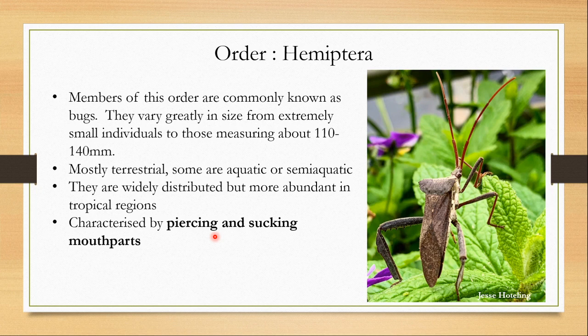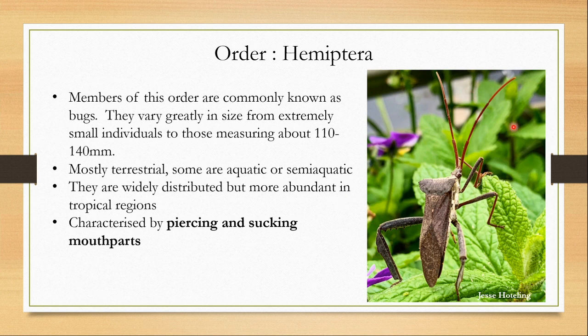The members of this order are known as the true bugs. They vary greatly in size. They can be extremely small or they can measure up to 110 to 140 millimeters. Most of the members of this order are terrestrial, but there are some aquatic as well as semi-aquatic forms available. They are found all over the world, but they are more abundant in tropical regions.